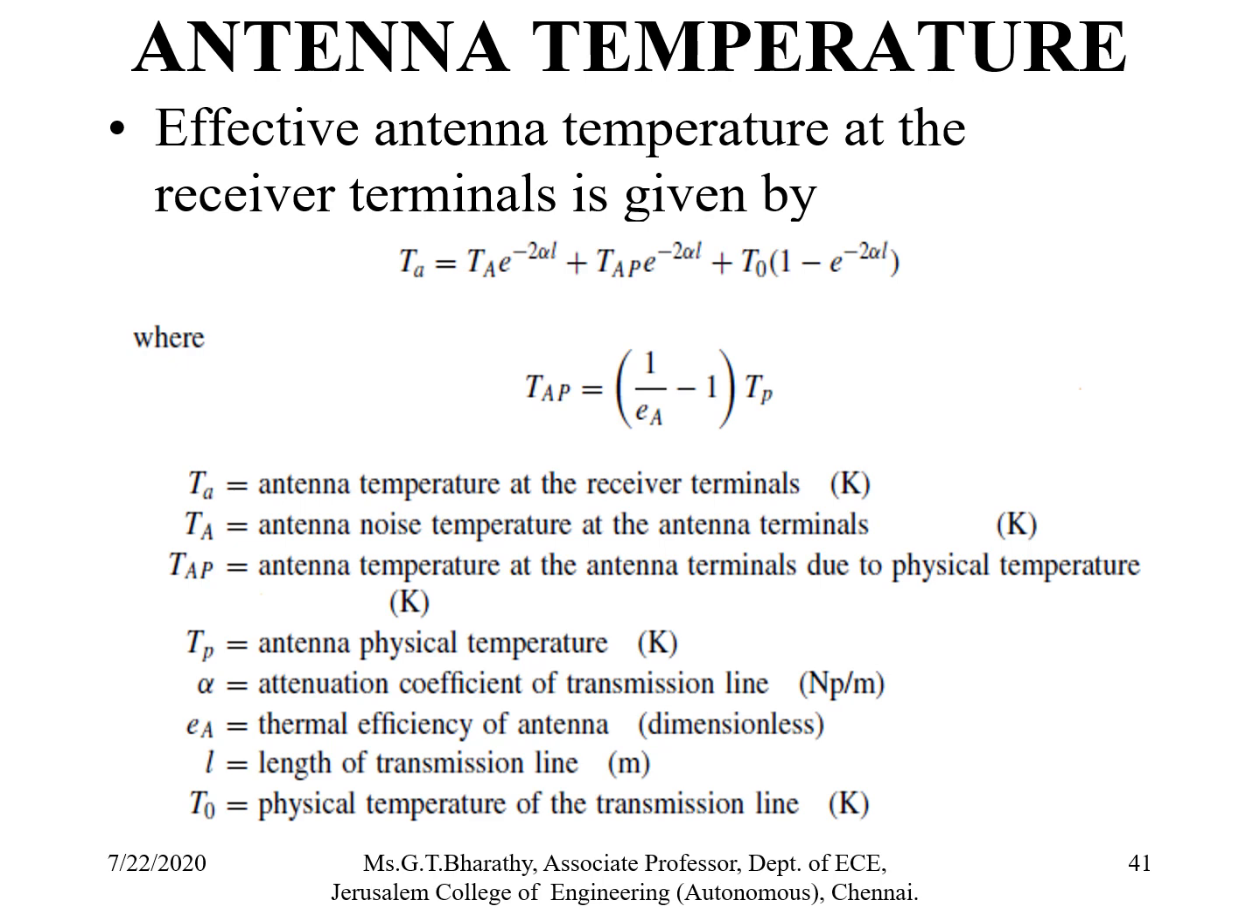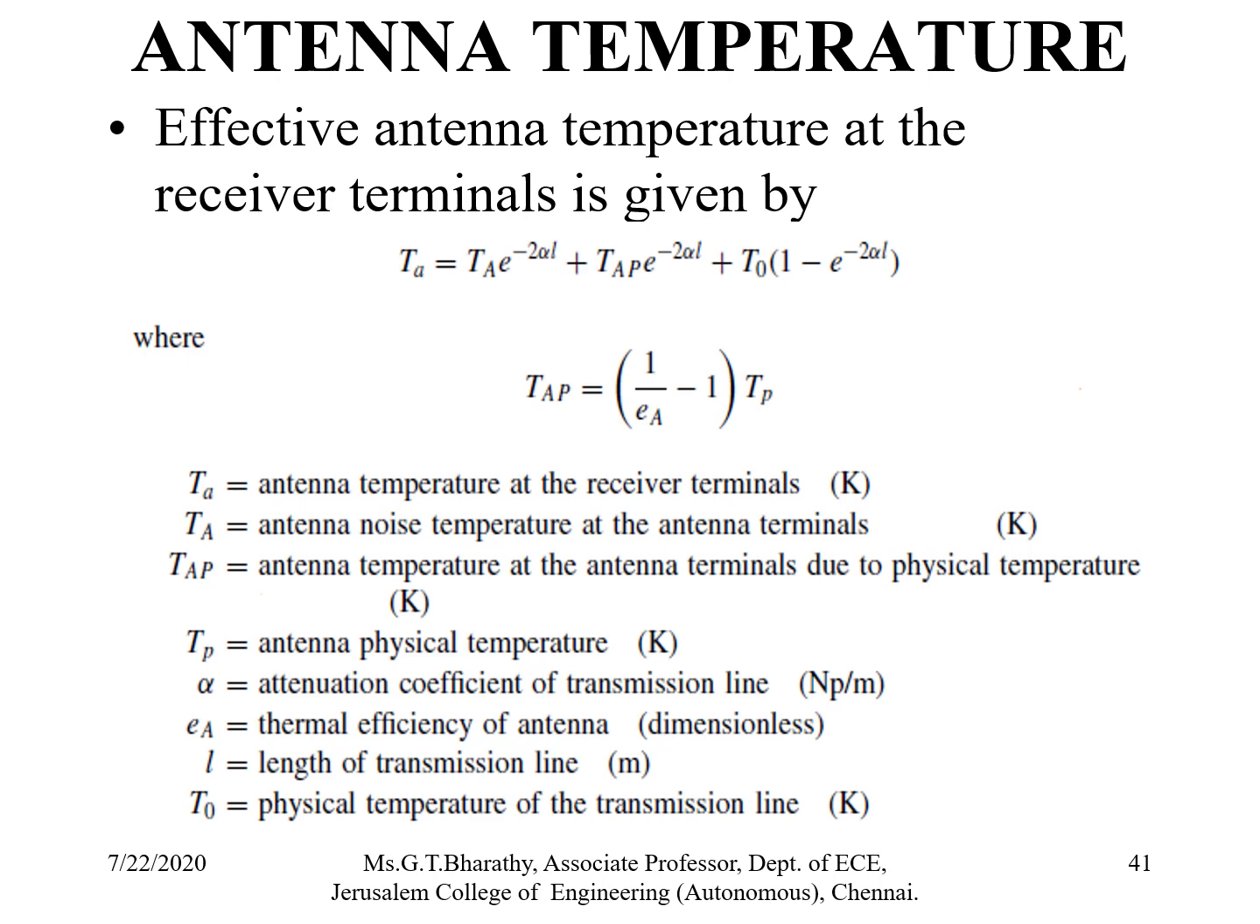So the effective antenna temperature at the receiver terminal is given by this formula, where Ta equals TA e power minus 2 alpha L plus TAP e power minus 2 alpha L plus T0 into 1 minus e power minus 2 alpha L. TAP equals 1 by EA minus 1 into TP. So what is Ta? T suffix small a is the antenna temperature at the receiver terminal given in Kelvin. T capital A is the antenna noise temperature at the antenna terminals represented in Kelvin.